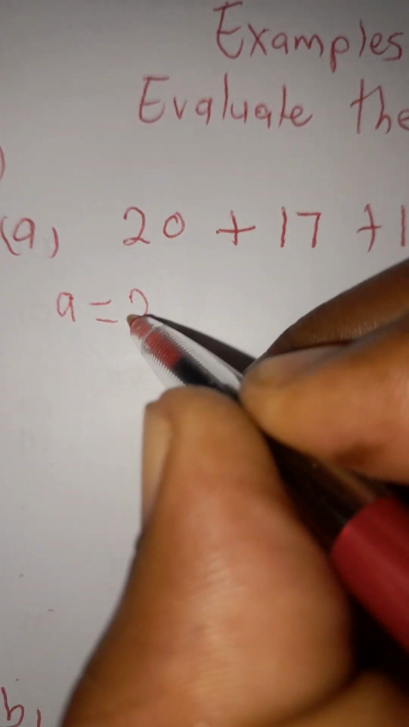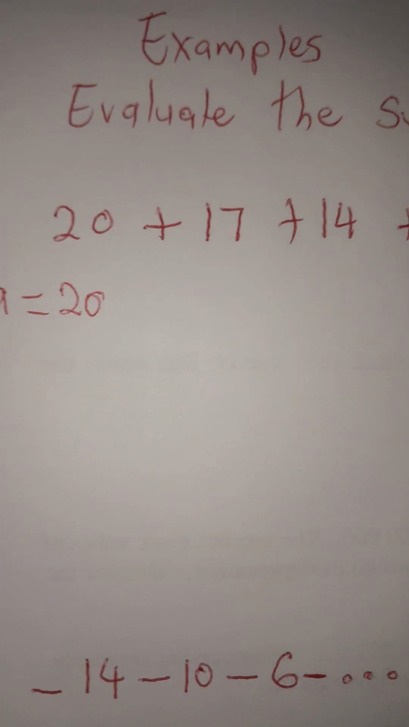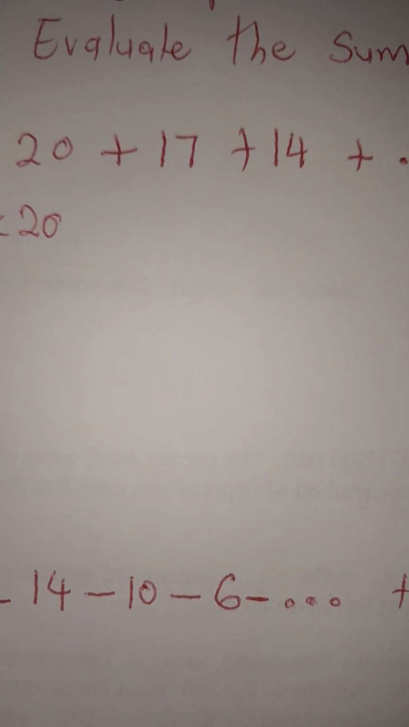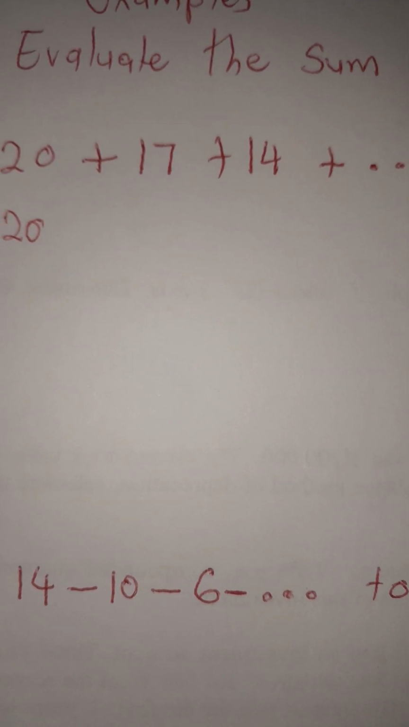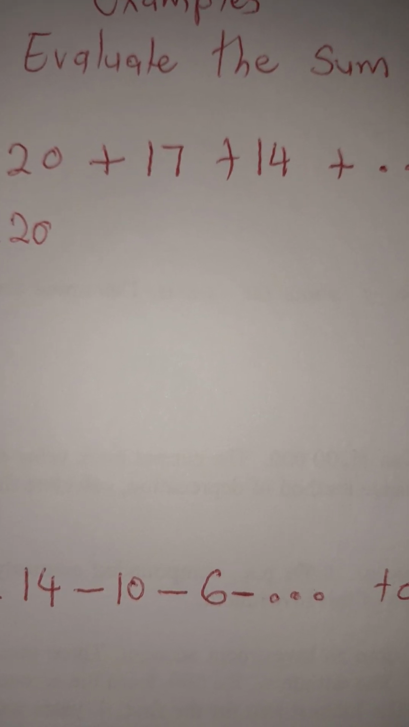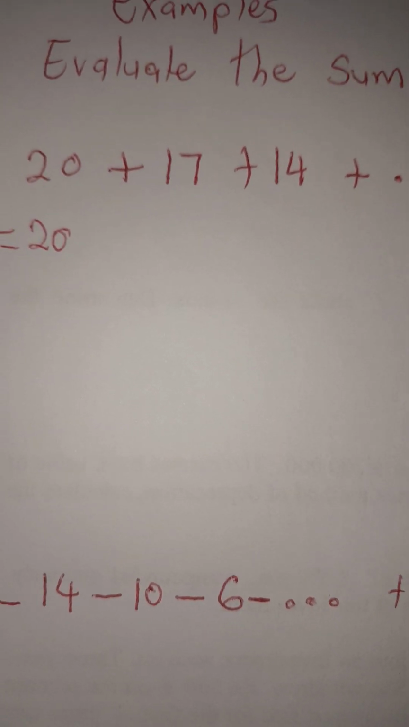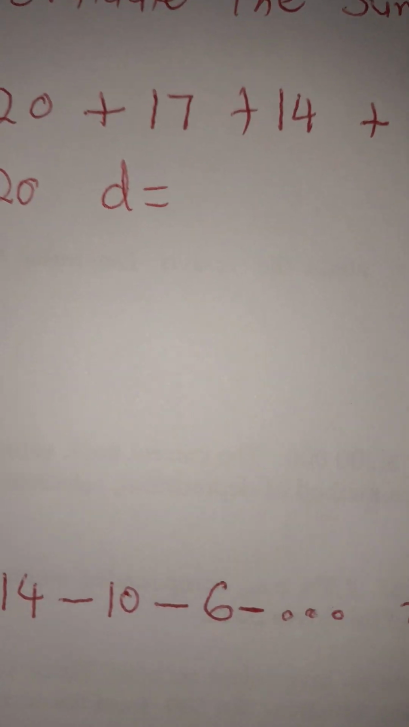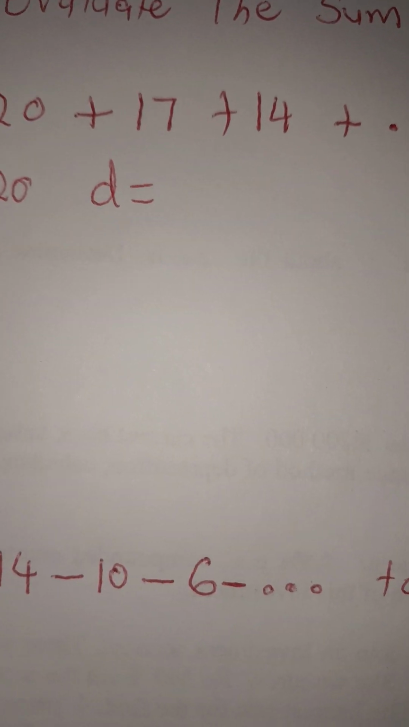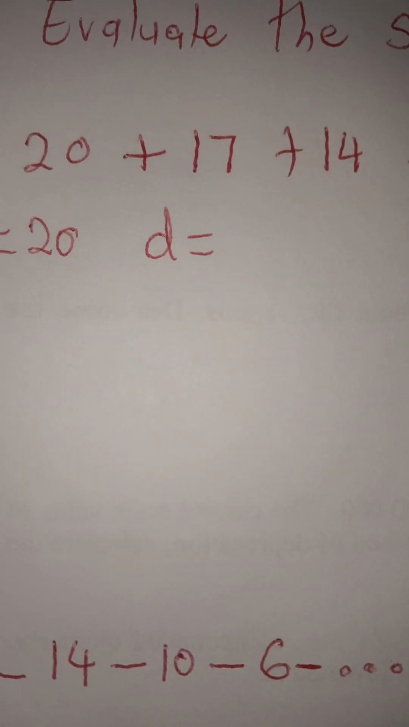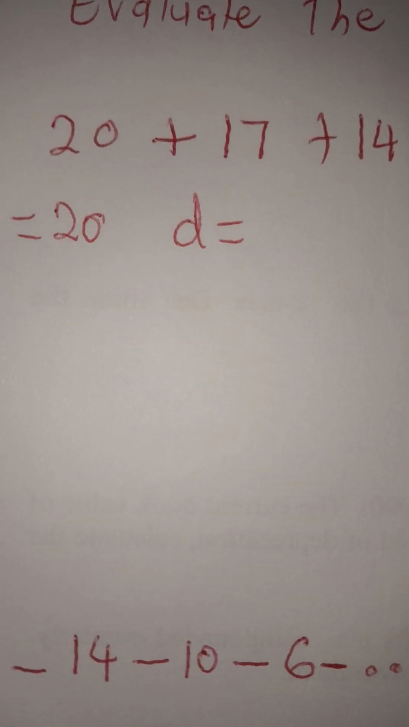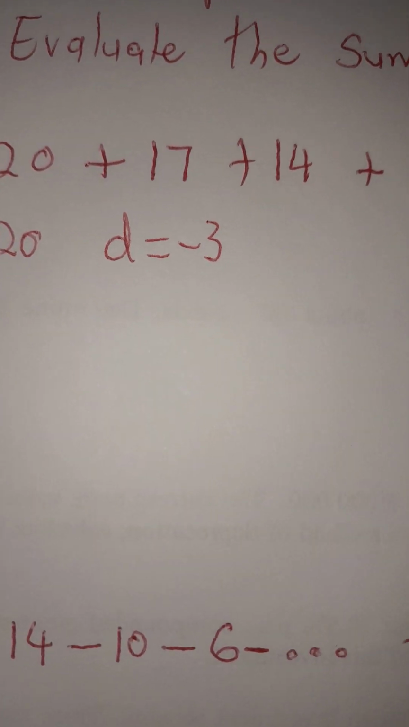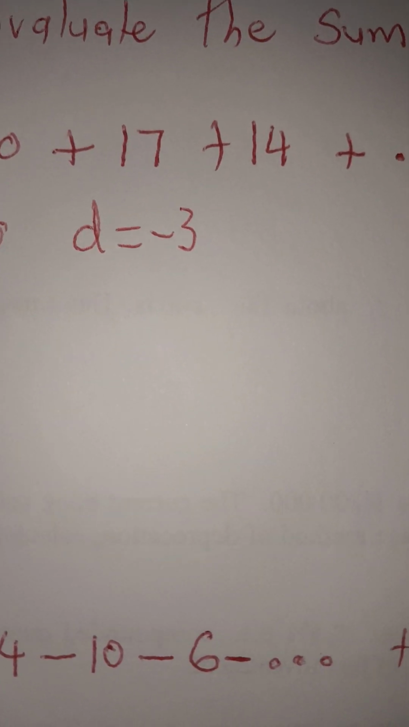The first term there is given as 20. Then we need to find the difference since it's an arithmetic series. You first check 17 minus 20, that will be minus 3, and 14 minus 17, that will be minus 3. So in this case, this is an arithmetic series. Sometimes they will trick you. It's very important to know the difference between a geometric series and an arithmetic series. So in this case, d is negative 3. We can see there's a constant difference of negative 3 there.